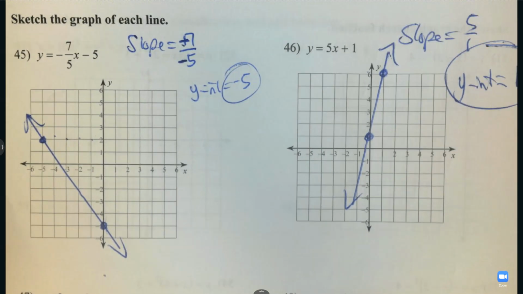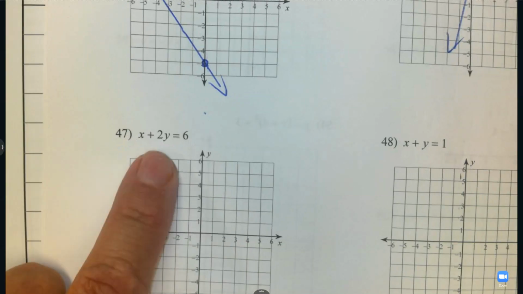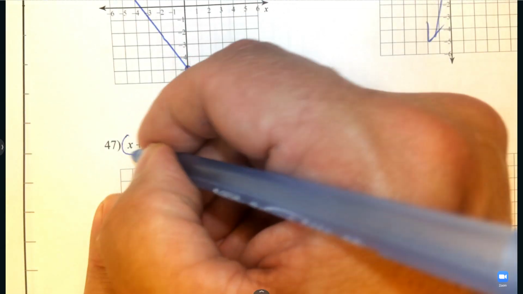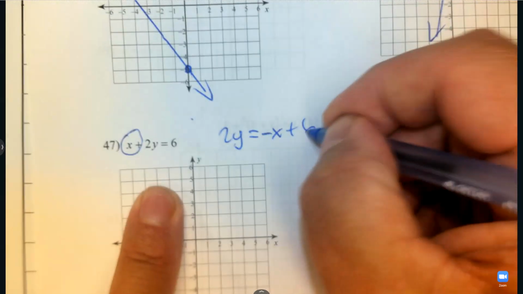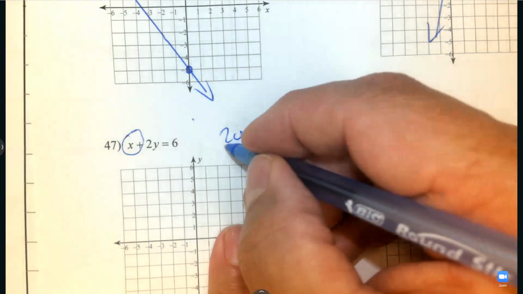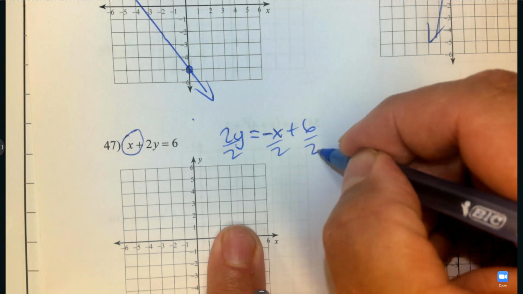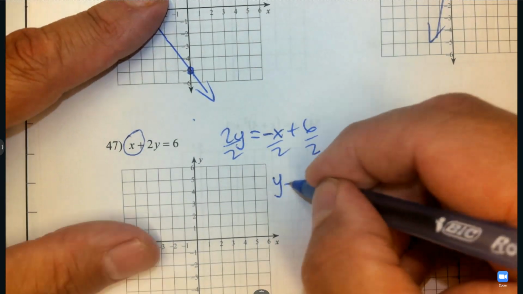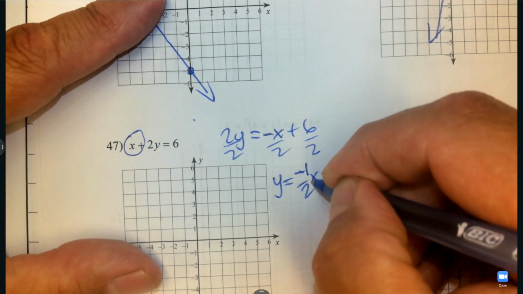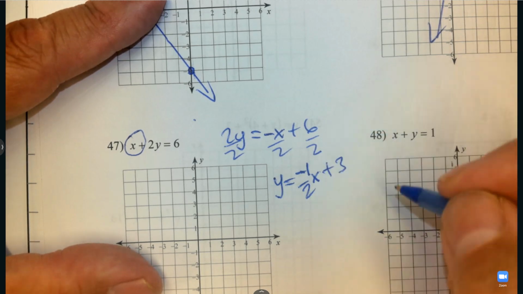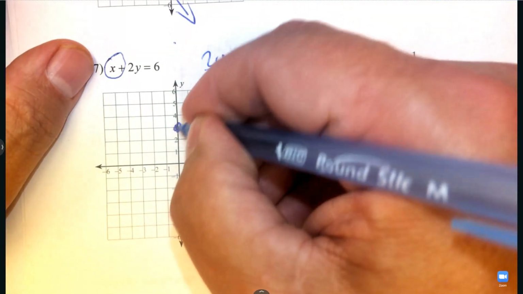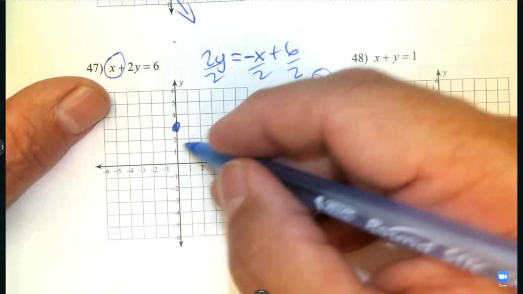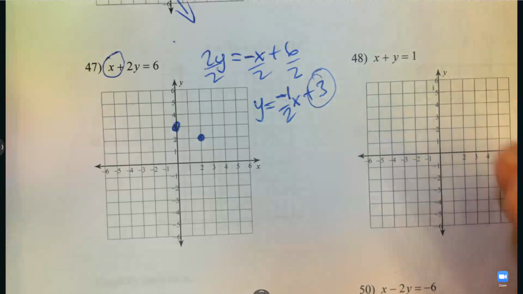All right, 47 is different. I need to get y by itself. So instead of positive x, on the other side will be negative x. Instead of multiplying, I'm going to divide everything by 2. Now, when I do that, I need a top number and a bottom number for x, and then 6 divided by 2 is 3. So I know I'm going to start at 3, and then I know the direction is down 1 and to the right 2.